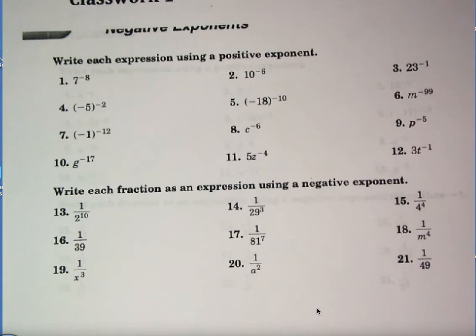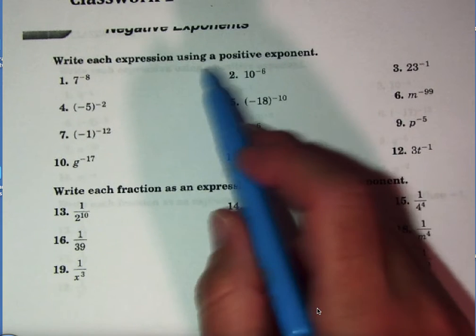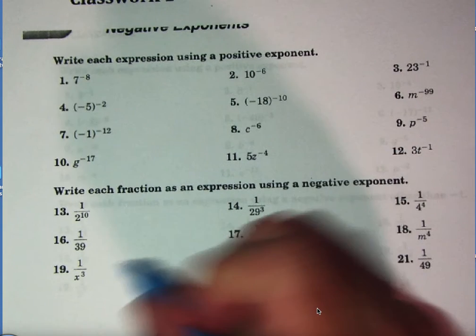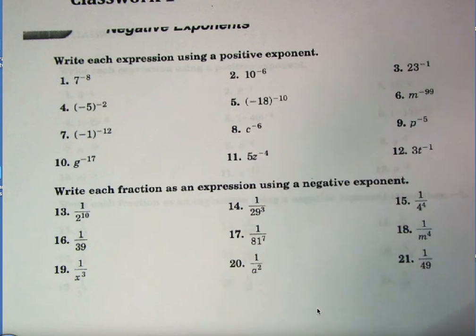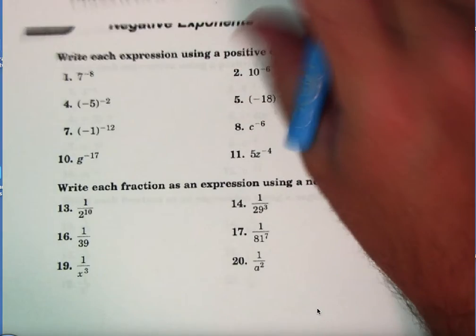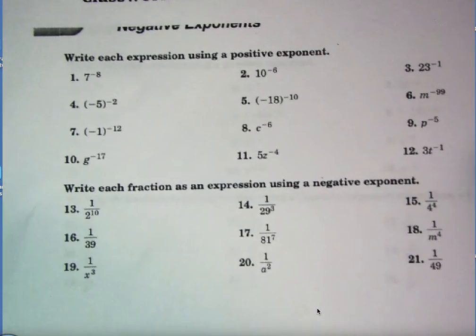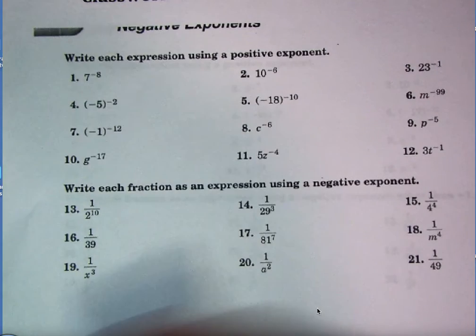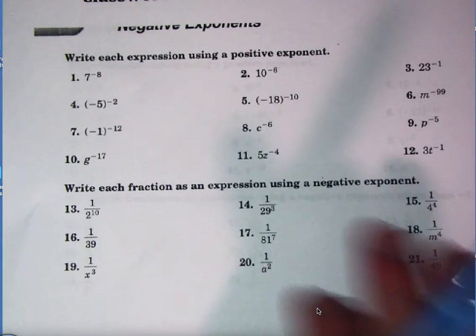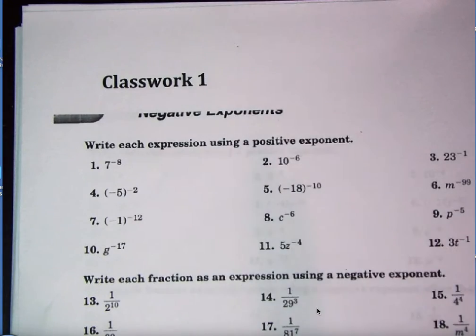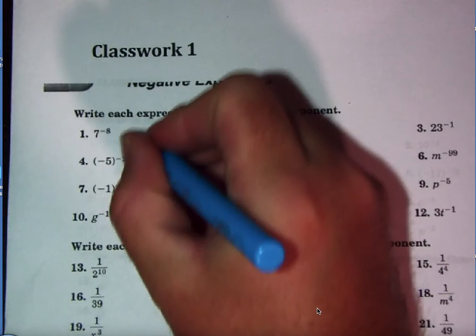So classwork 1 today is kind of reversing. You're going to write the top ones as positive exponents and the bottom in their negative exponent form. I'm going to post the answers because this is a video. Okay, and there's a classwork 2. But go ahead and do it. We're going to write each as a positive version of its exponent and one as a negative exponent. Pause me if you want to work through it. I'm going to write the answers.